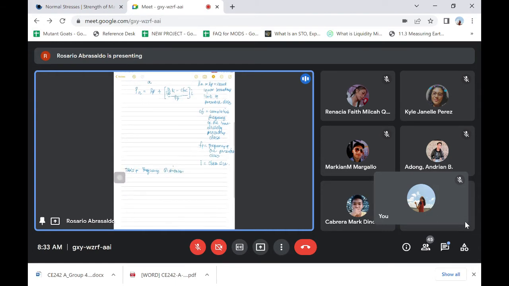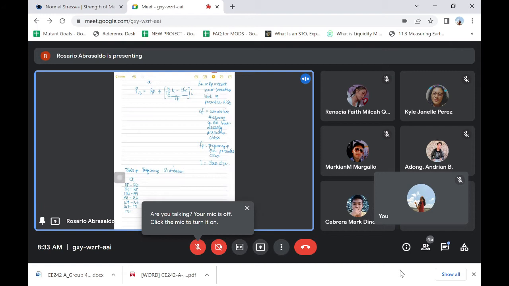So last time class, we already have the range and the class size. 118 to 126, 127 to 135, 136 to 144, 145 to 153, 154 to 162, 163 to 171, 172 to 180. Ay, sorry.